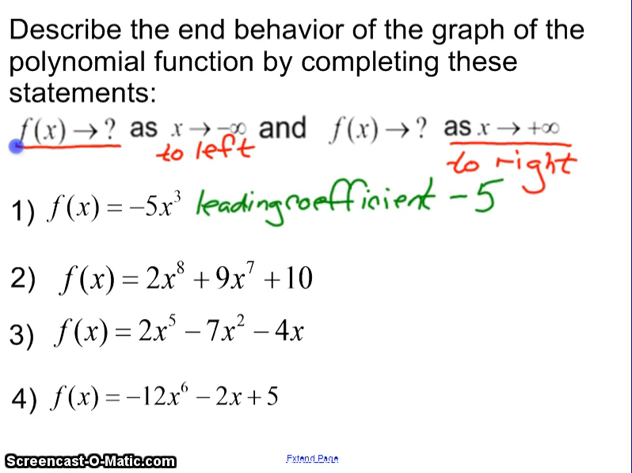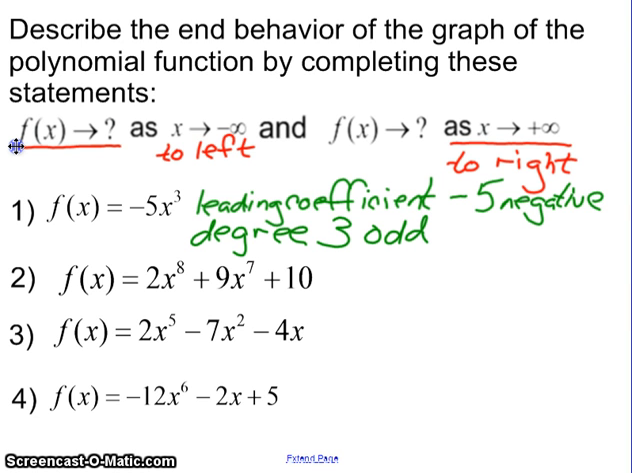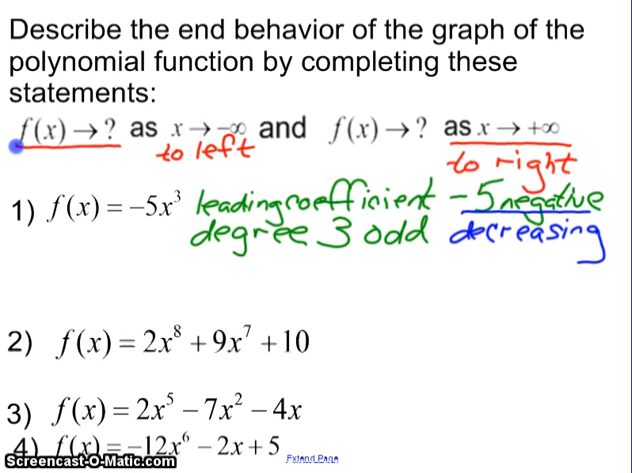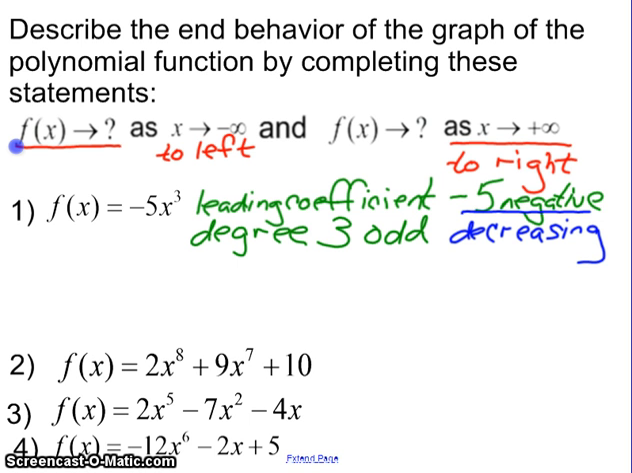And the degree is 3. 3 is an odd number. Okay, well, odd degrees have to be ends facing different directions, one up, one down. If it is a negative coefficient, that means that it is decreasing. So that tells me that the left end has to be pointing up.